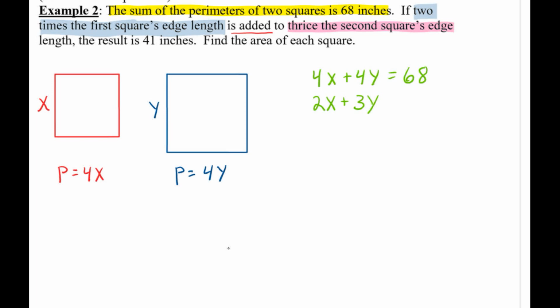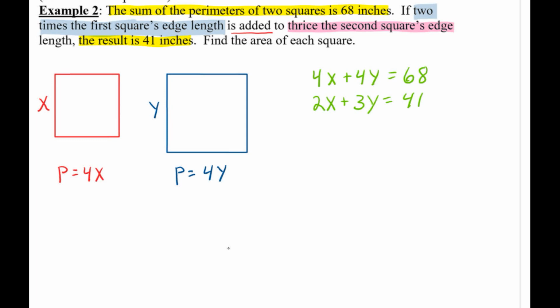The result is 41 inches. So I'm just going to go back to my yellow highlighter and say is 41 inches. So my first equation comes from the sum of the perimeters of two squares is 68 inches. And the second equation comes from that second sentence, which is kind of long, but I broke it down into 3 parts. 2 times the first square's edge length, 2x, is added to plus thrice the second square's edge, that's 3y. The result is 41 inches. So that's equals 41. Awesome. Now we have 2 equations, 2 unknowns. The hard work is done.